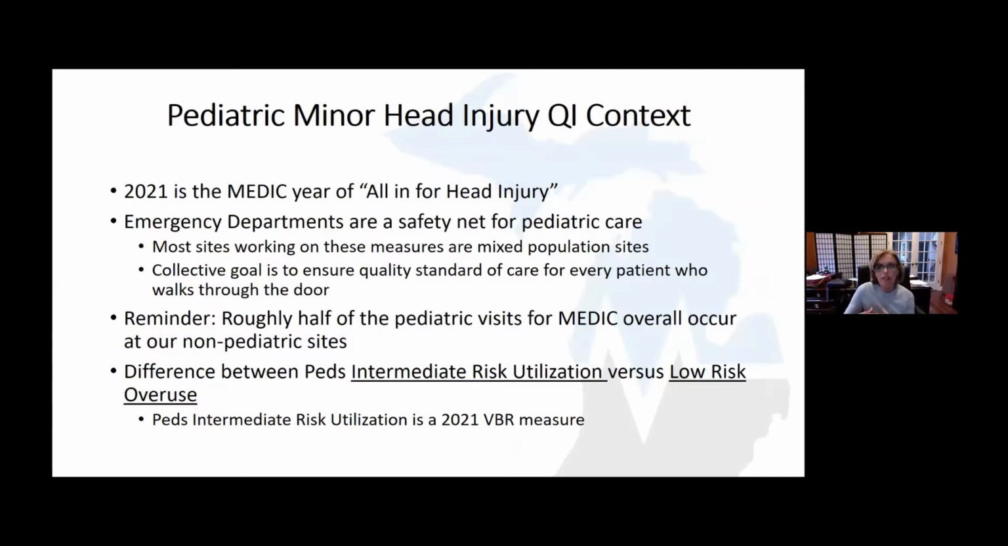We're going to refocus our efforts on the pediatric minor head injury, all in for head injury year. I wanted to give a little bit of context on where we are and review some of the main points of this work. Our whole goal this year is for everybody to move up in terms of our practice surrounding head injury in general, and specifically with intermediate head injury in pediatric care as defined by the PECARN head injury rules. From the big picture down, remember, emergency departments are the places where 85% of children get their care in the general community rather than children's hospitals. So everybody in MEDIC who is working on these measures is largely from mixed population sites, with the exception of a couple of children's hospitals.